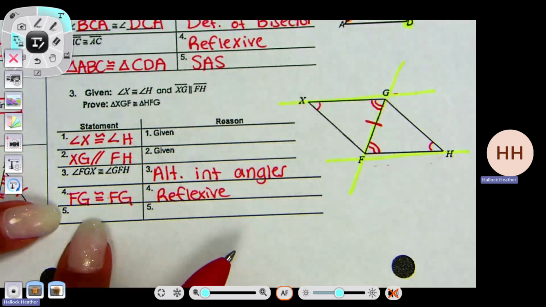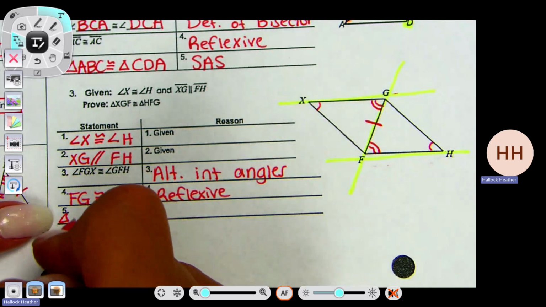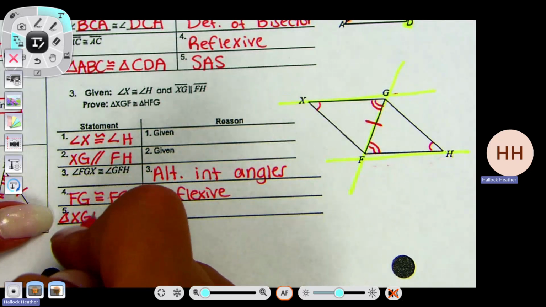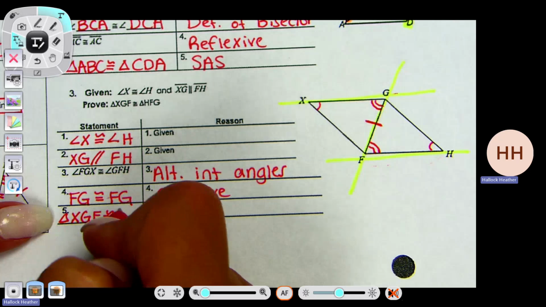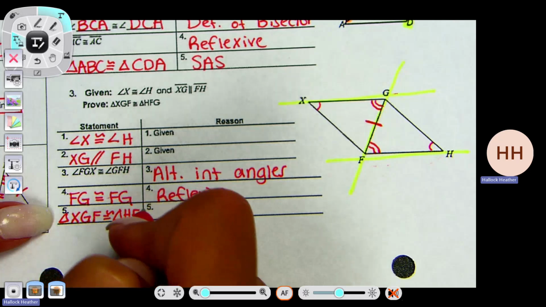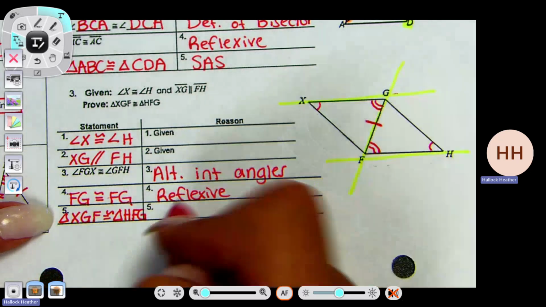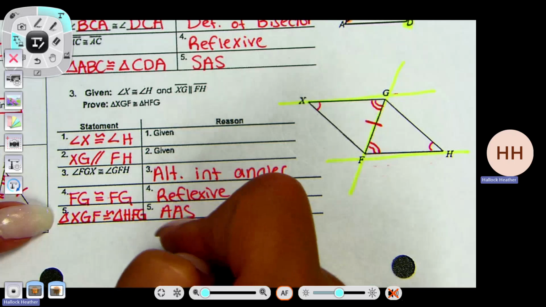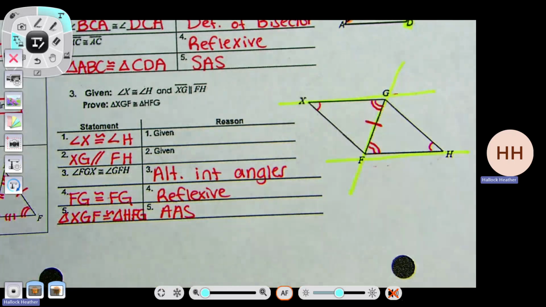And then the last step is what you're trying to prove, which gives you the little triangle statement at the top. Triangle XGF is congruent to triangle H. I don't know why the spot's so small. Angle, side. If you don't have your markings, you cannot figure out what the proof actually is saying.